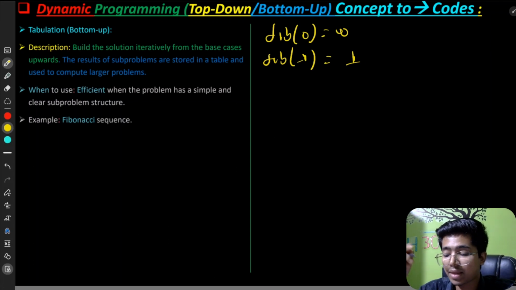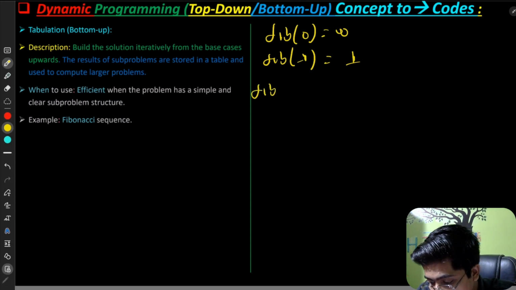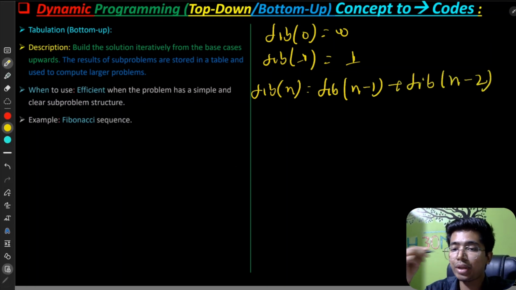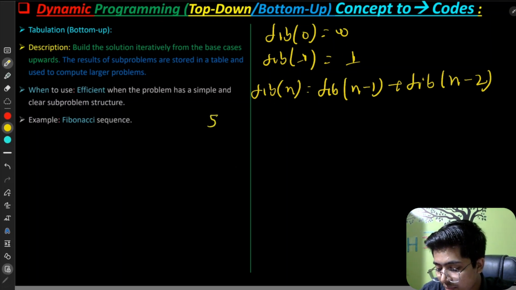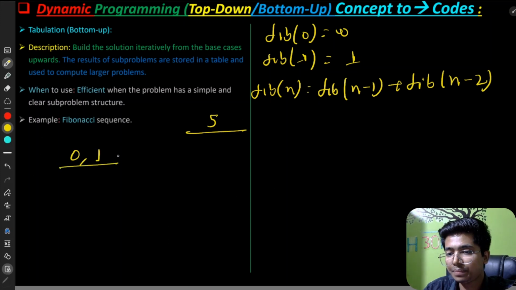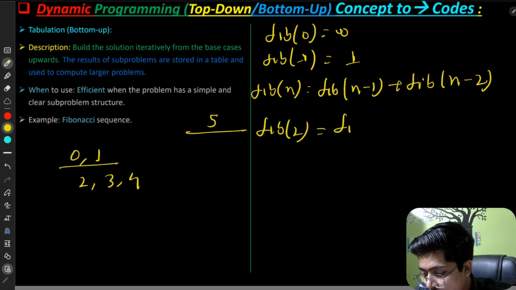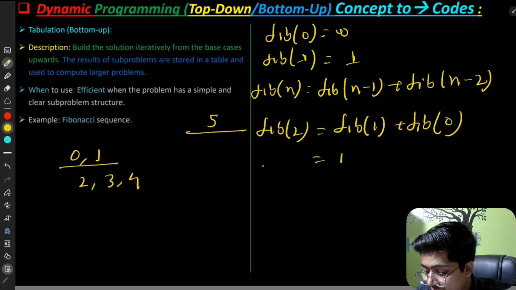And the generalization of Fibonacci is: Fibonacci of n is the value before it, Fibonacci of n minus 1, plus the second one before, n minus 2. So this is the generalization. How could we compute the entire value up to 5? We could do it like this. First we calculate for 0 and 1. We already have 0 and 1. Then we could calculate the second, third, fourth, like this. We know 0 and 1. Now we could calculate Fibonacci of 2 like this: Fibonacci of 1 plus Fibonacci of 0, that is 1 plus 0, which is 1.